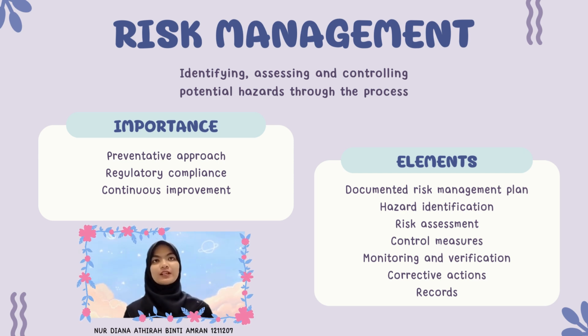So the next one is risk management, which is a process to identify, assess, and control the potential hazards that could compromise food safety and quality. It is important as a preventative approach, for regulatory compliance, and in order to have the continuous improvement in the manufacturing system. The checklist that needs to be concerned is, first one is documented risk management plan. Second one is hazard identification, risk assessment, countermeasures, monitoring, verification, corrective action, and the record keeping.